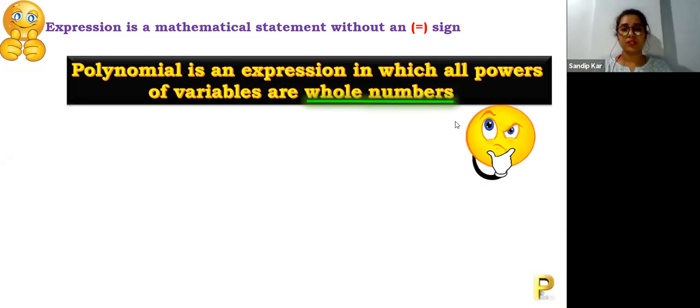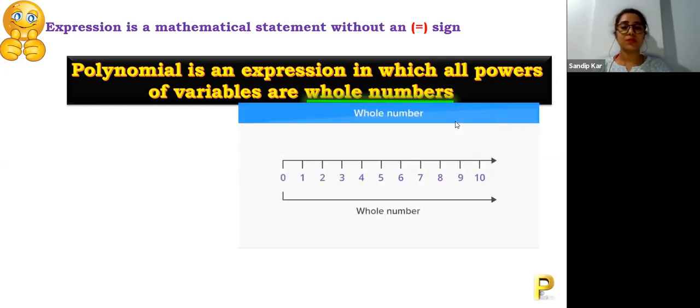Next, we have whole numbers. What are whole numbers? Numbers from 0 to infinity are called whole numbers.